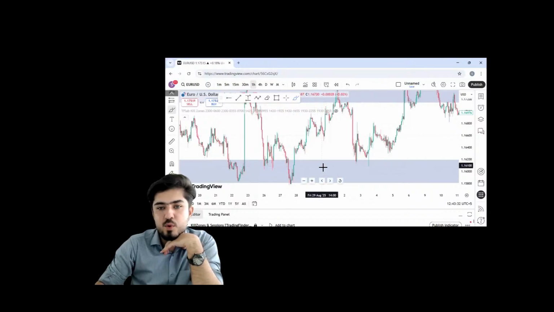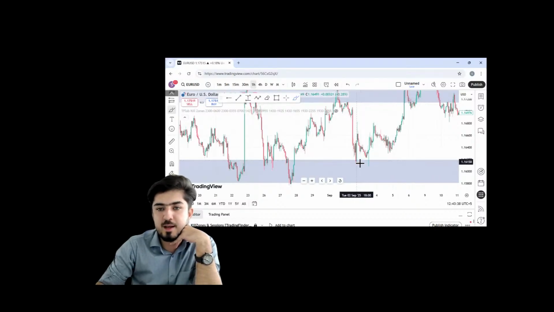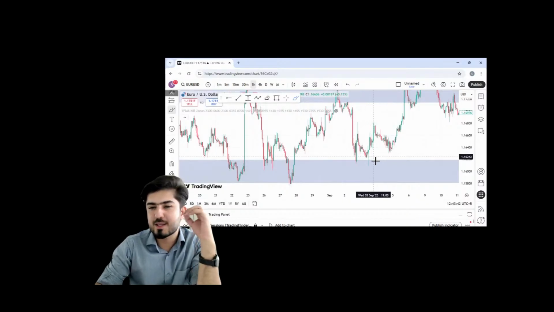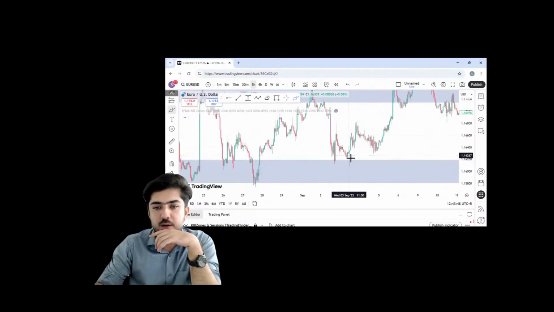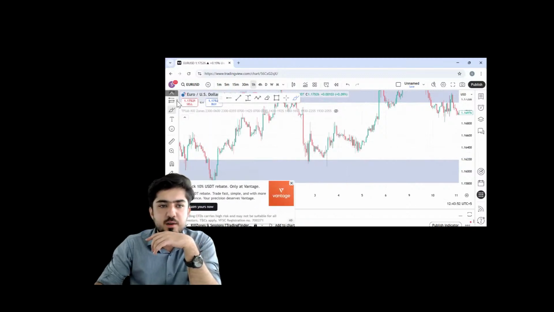So this is my nice support. I am waiting for the price to come down and it came down to 1.16188 and then I am not going to trade these places. I am sticking to my strategy. I'm looking for a pin bar candle. Now, this is the pin bar candle. I got it. Now what I have to do? I just go with the long option. I will long it.